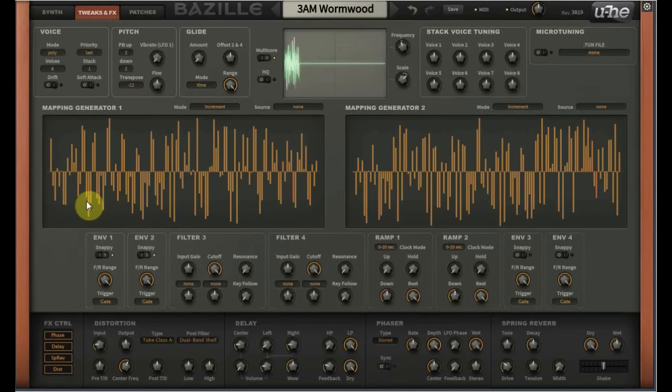The snappy function of both envelopes 1 and 2 is switched on, which makes the decay and attack faster at the beginning but slowing down afterwards. The development of both stages is more exponential, so let me demonstrate it with a simple patch.